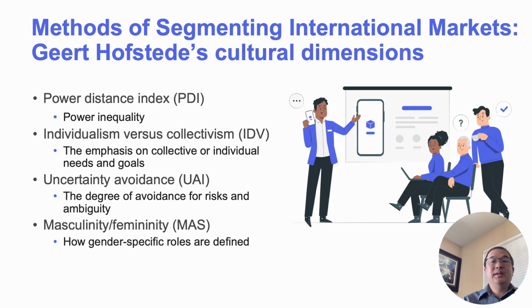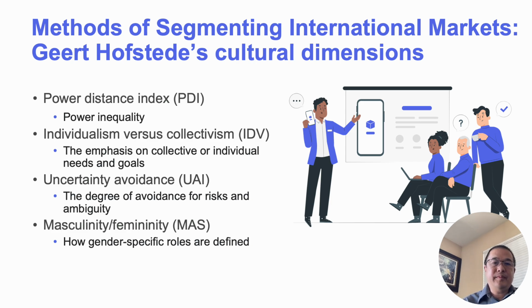Number one, the Power Distance Index, or PDI. This measures how much people accept unequal distribution of power in a society. High PDI. People generally accept hierarchy, respect authority, expect leaders to make decisions. Examples include Malaysia, China, and Mexico.